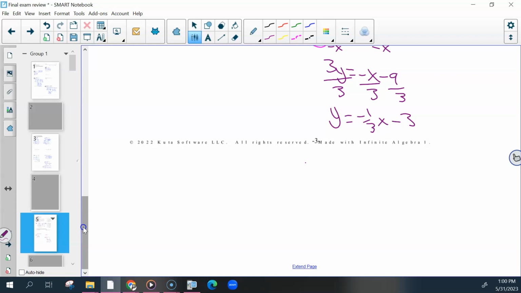Other questions on this page? Yes. Say that one more time. Because this is already dividing by 3 and there's an invisible 1 here, I just took the numbers and moved them in front of the x. Okay, go on to the next page.